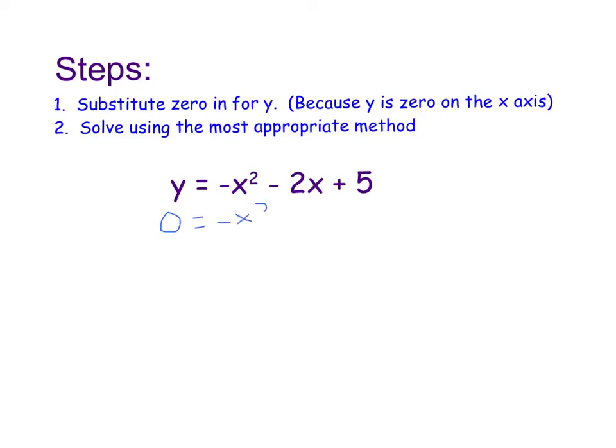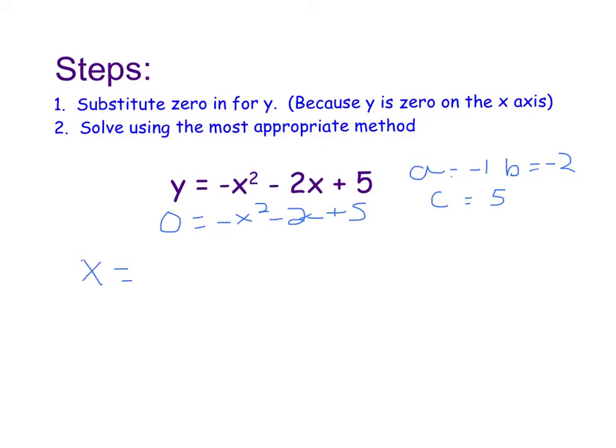So negative x squared minus 2x plus 5. And then you pull out your a, your b, and your c. So a is negative 1, b is negative 2, and c is 5. Because this is in standard form, we can pull that out. If it wasn't in standard form, we'd have to put it in standard form first.